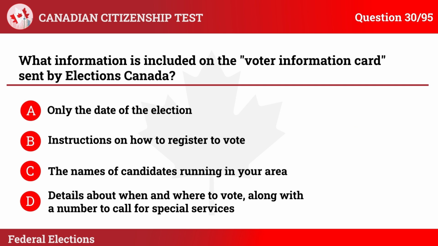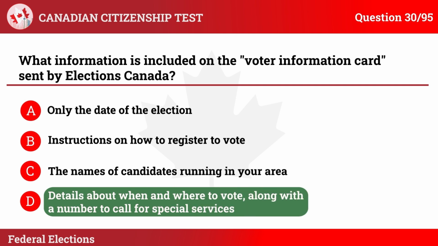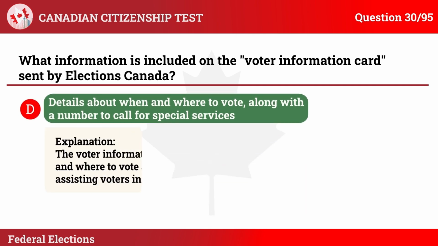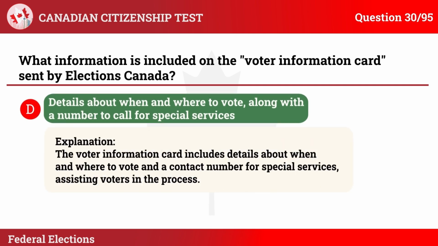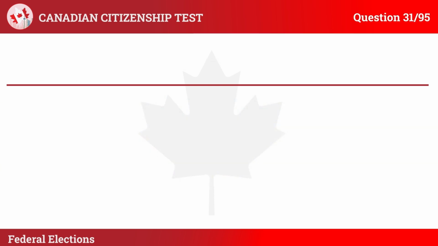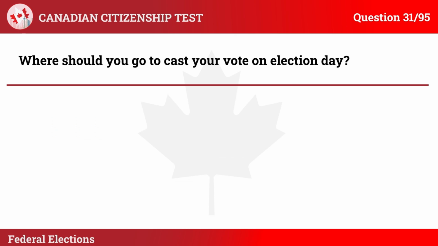The correct answer is D. Details about when and where to vote, along with a number to call for special services. Explanation: The voter information card includes details about when and where to vote and a contact number for special services, assisting voters in the process. Question 31. Where should you go to cast your vote on election day?